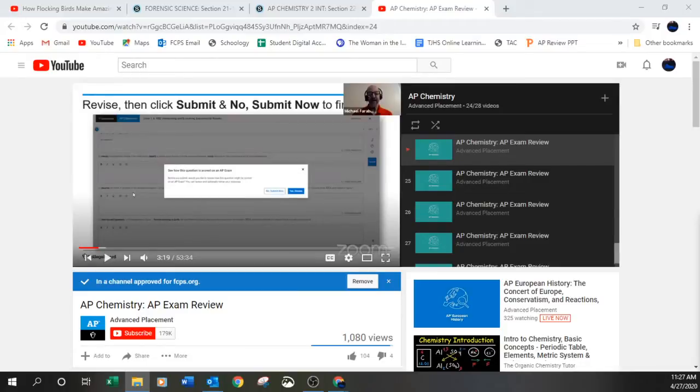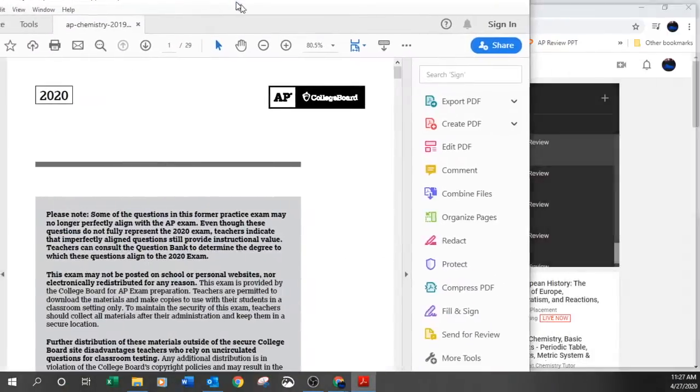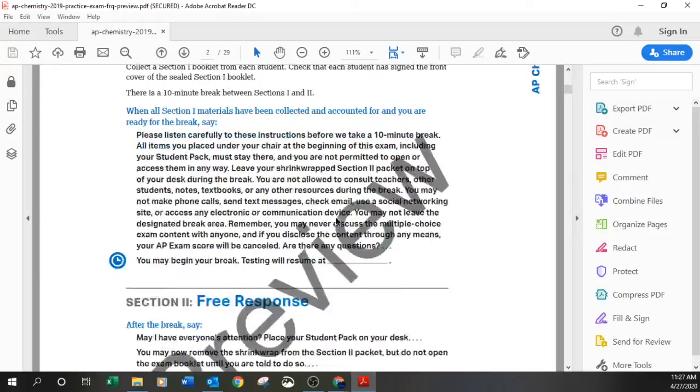Okay, FRQ. We were supposed to get the 2020 FRQs out this weekend, but they didn't come. So we're still waiting. AP Central has been inconsistent, and it's frustrating, but I'll just see. Now, this was released in 2020.